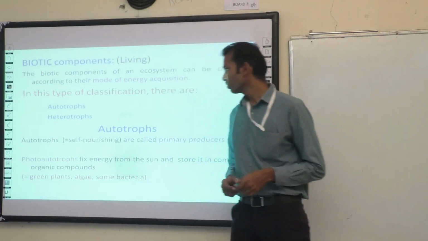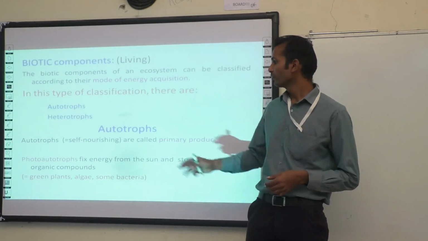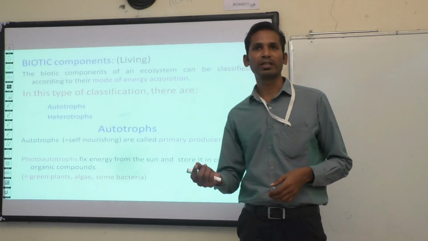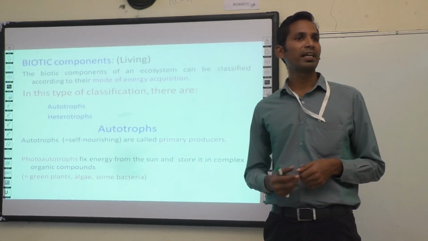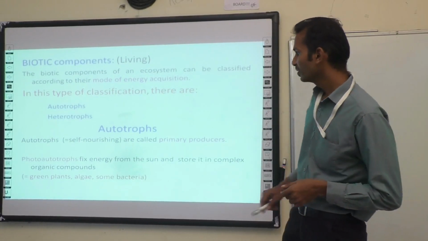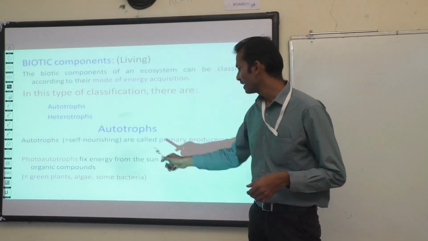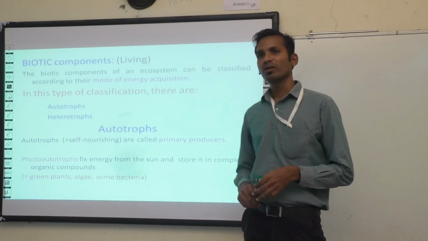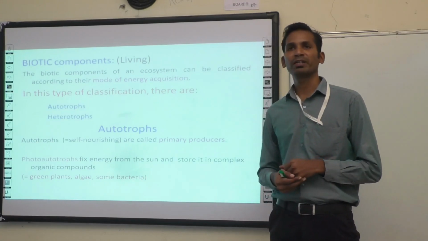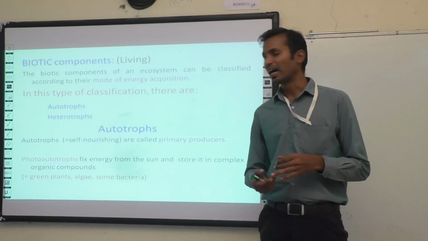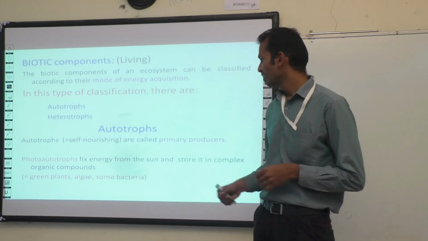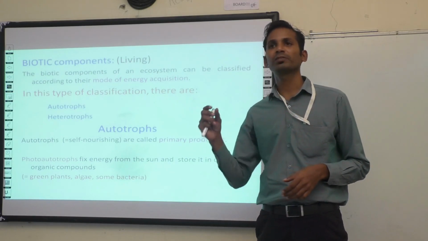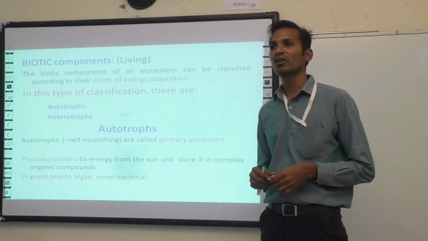Photo means light. So photoautotrophs are those autotrophs that are particularly dependent on sunlight for producing their food. These photoautotrophs fix energy from the sun and store it in complex organic compounds. What are the photoautotrophs? Green pigmented plants, algae which have chlorophyll, and some bacteria. These plants, algae and bacteria possess a specific pigment which is called chlorophyll.